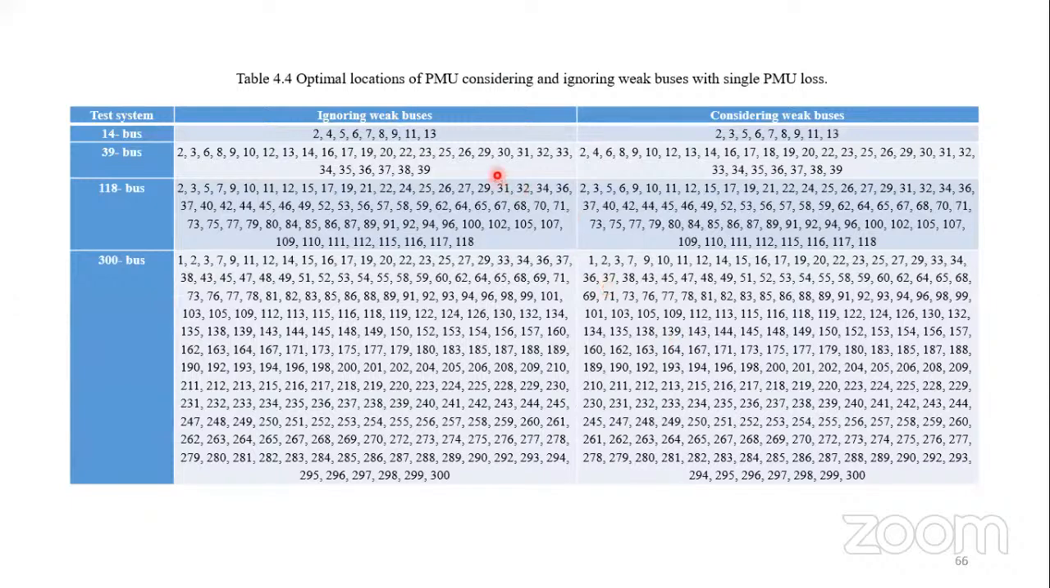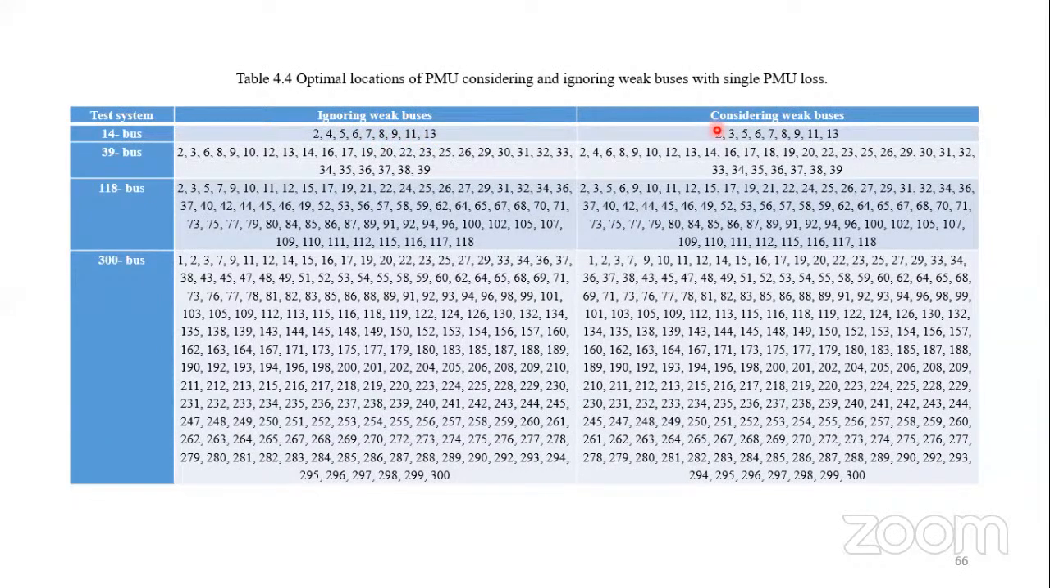Now, this is the problem when we are considering the PMU, whenever there is a single PMU loss or PMU outage. If we are not considering the weak buses, then for PMU loss in the 14 bus system, what is the impact? The location which we obtained is 2, 4, 5, 6, 7, 8, 9, 11, and 13.